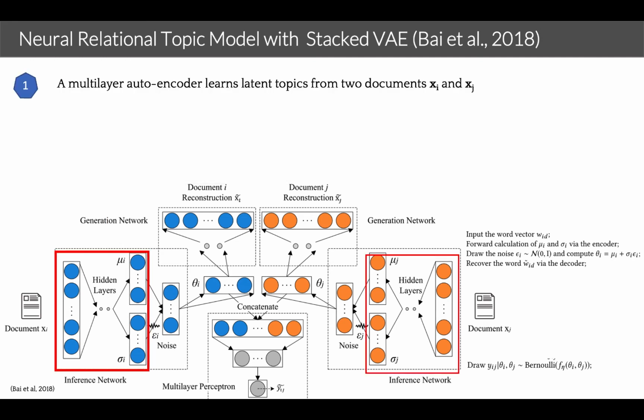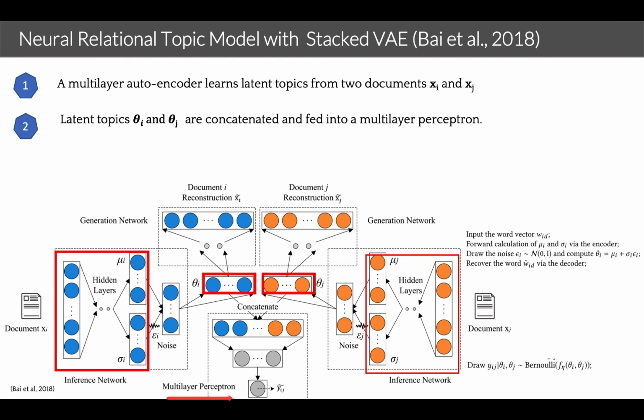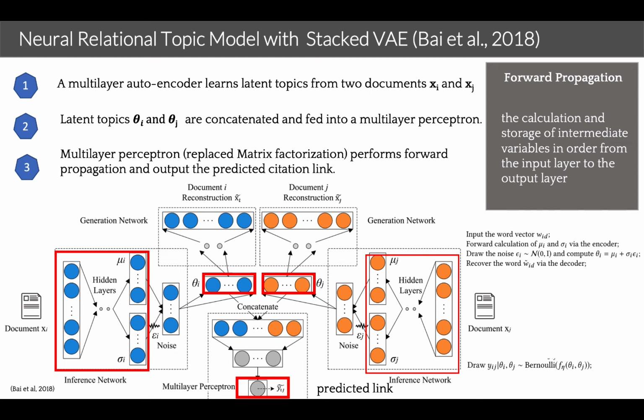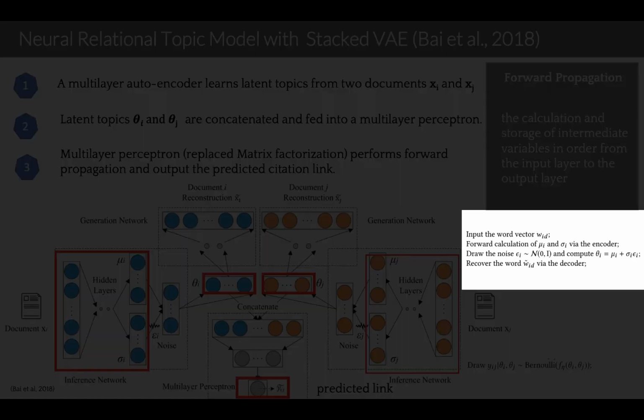Here it's xi and xj, and their latent topics, theta i and theta j, are concatenated and fed into a multi-layer perceptron. Notice the multi-layer perceptron here replaces matrix factorization for citation recommendation. And this perceptron performs forward propagation and outputs the predicted citation link. Forward propagation refers to the calculation and storage of intermediate variables, including outputs, for the neural network, in order from the input layer to the output layer.